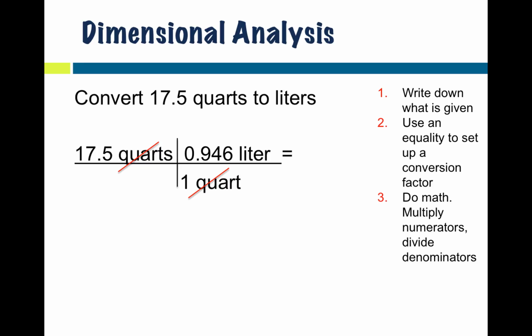Multiply the numerators and divide by the denominators. You might want to follow along with your calculator to make sure that you're plugging this in correctly and coming up with the same answer. 17.5 times 0.946 equals 16.6. Liters is the unit. The quarts cancel out, and liters is our final unit.